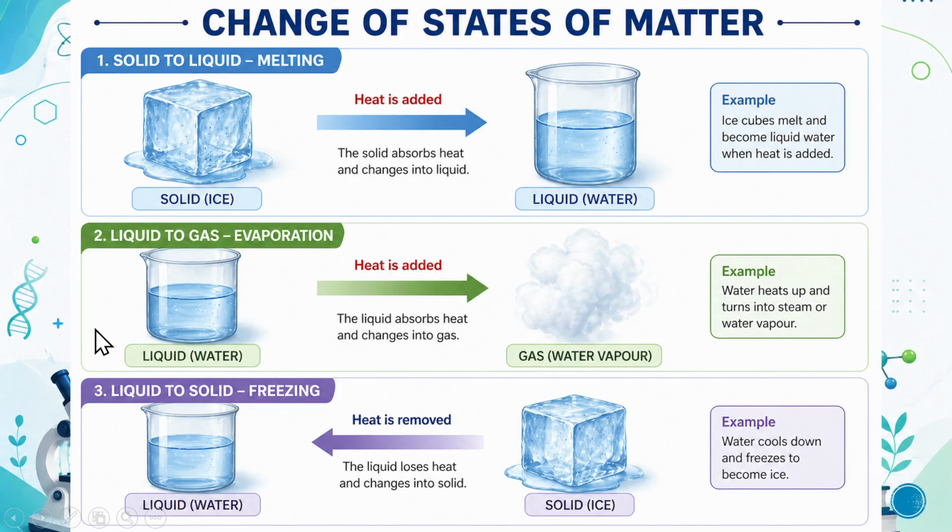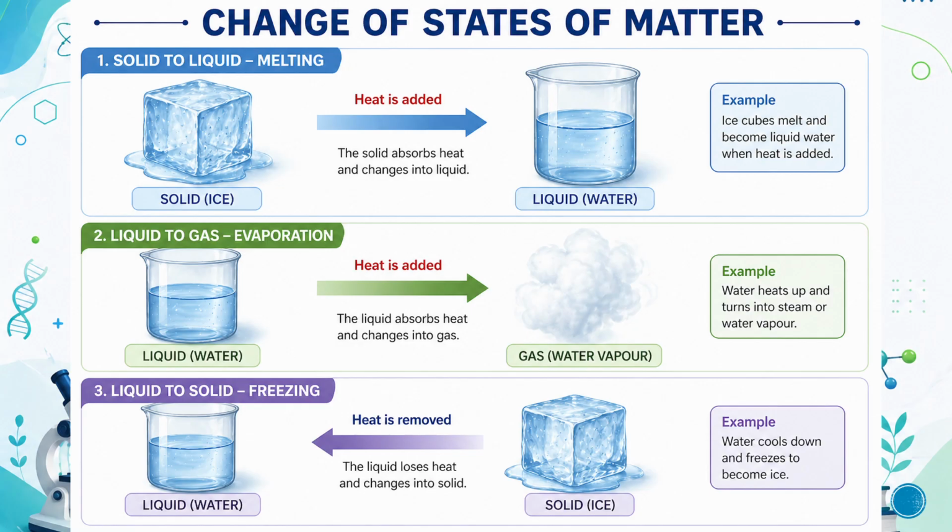In the second example, we have the liquid to gas, which is called the process of evaporation. In this, again, we add heat energy to the liquid matter. When the liquid absorbs the heat, the particles within the liquid start moving far away from each other, thus acquiring the properties of gases. As the water starts evaporating, we say it is getting converted into a gas, and the liquid state is being changed into a gas state now.